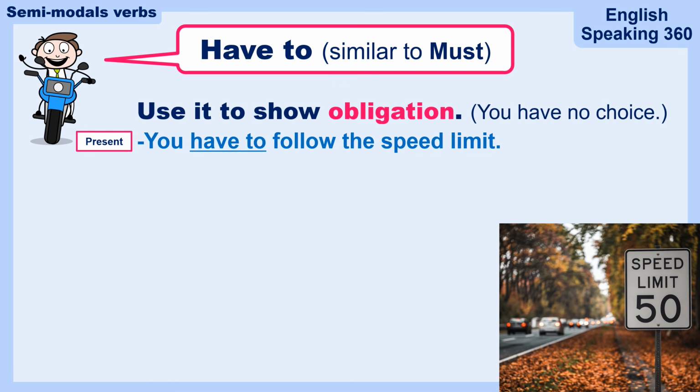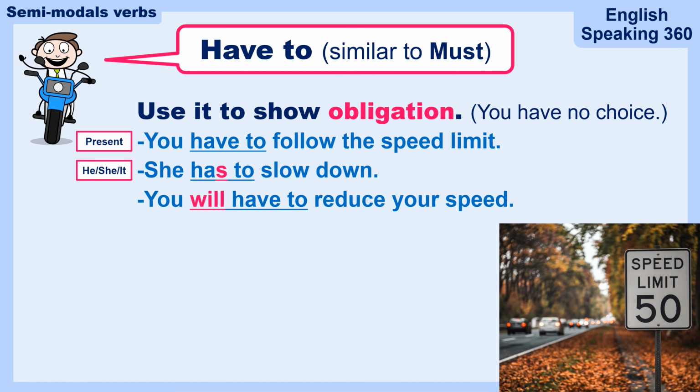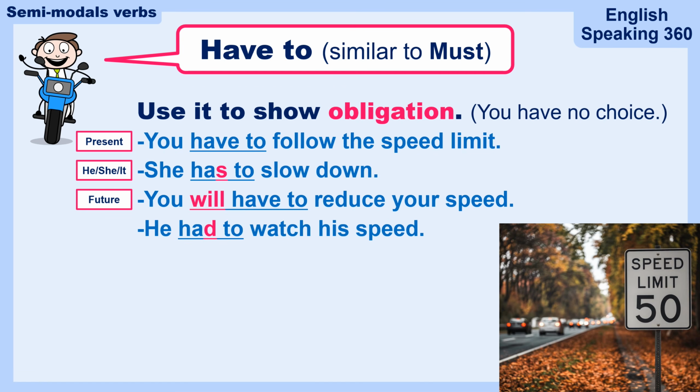Here's another example. She has to slow down. Like we said before, semi-modal verbs have to agree with the subject. So in this case, he, she, or it, the third person at the present tense, you need to add an S. She has to slow down. You will have to reduce your speed. You will, that is the future. He had to watch his speed. He had to in the past.